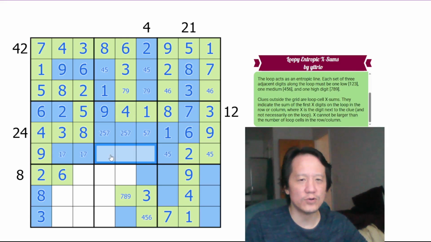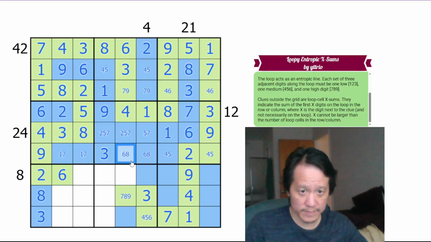The rest of row 6 is 3, 6, and 8. This can't be 3. This can't be 3. Where is the 3 in row 6? It must be here. So this is 3.